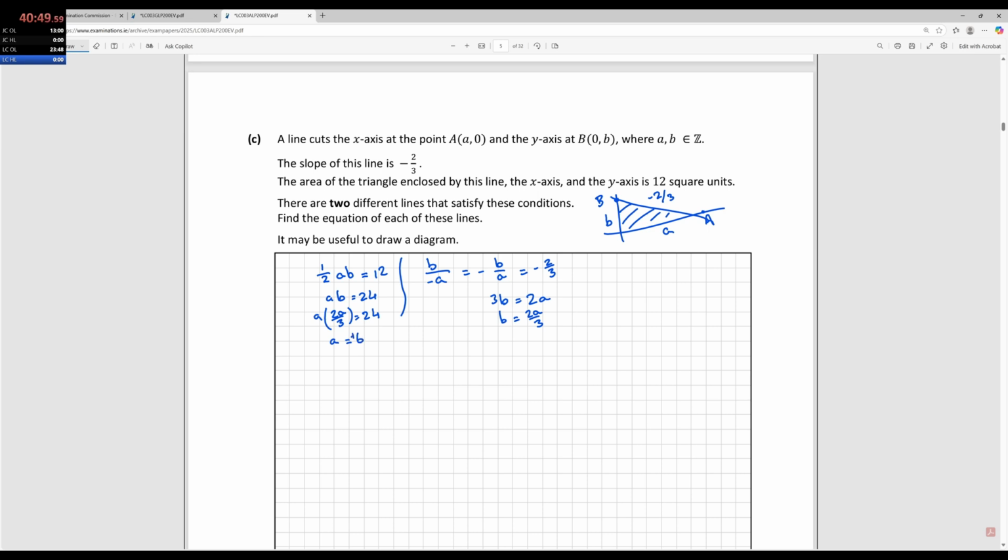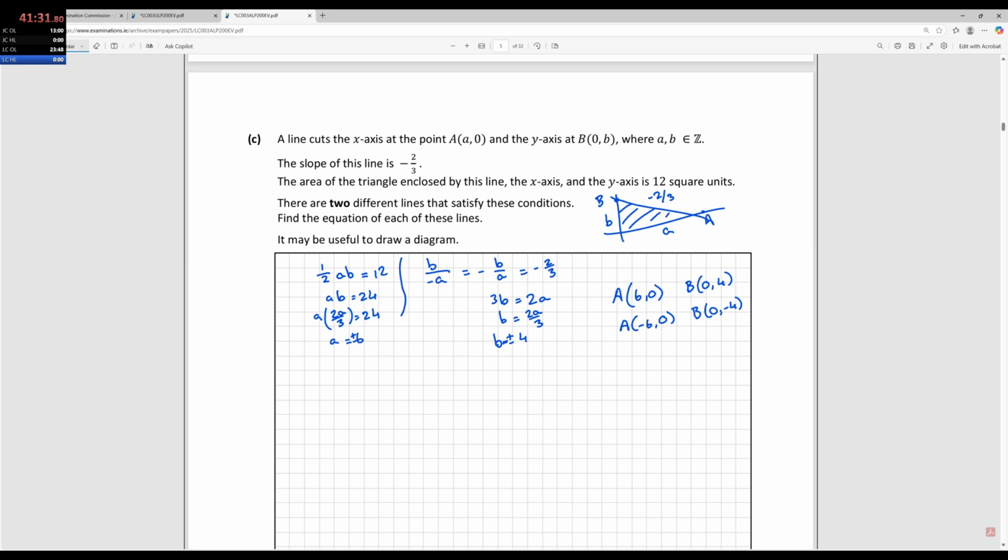Or minus, so it's going to be plus or minus 6 because you have to do a square root. And then that means that b is equal to plus or minus 4, because the 6 would be divided by 3, make it 2, 2 by 2 is 4. So then, to find the equations, A is either going to be 6 and 0, and then B would be 0 and 4, or A is minus 6 and 0, and B is 0 minus 4.